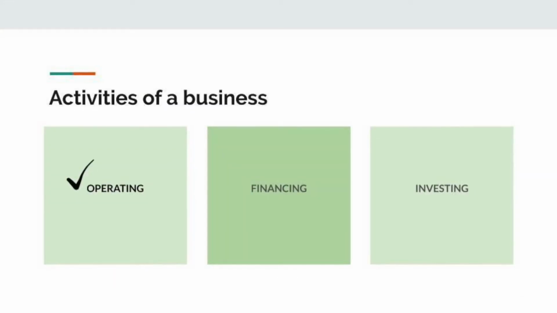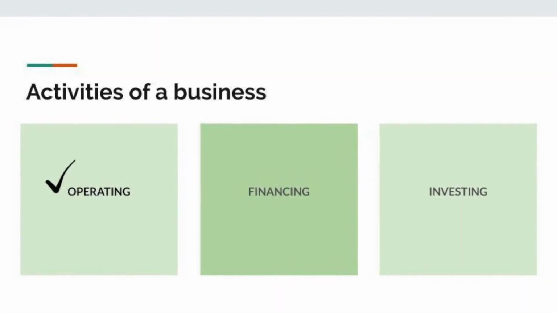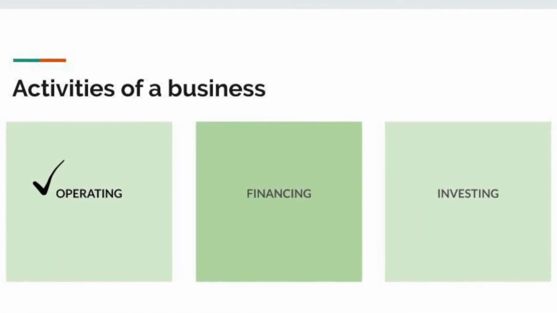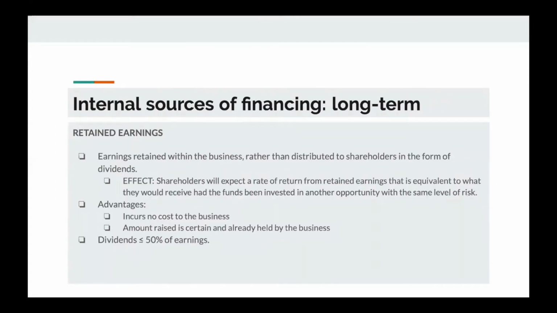At this point, we will now be considering internal sources of finance. So what are these? Retained profits, tighter credit control, reduced inventory levels, and delayed payment to trade payables. So the first one: retained earnings.